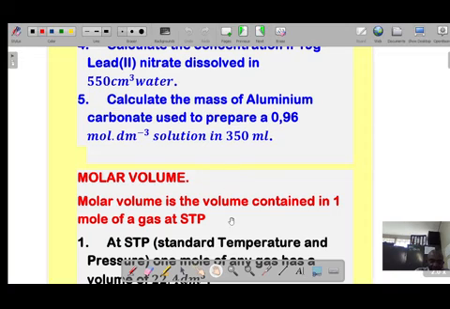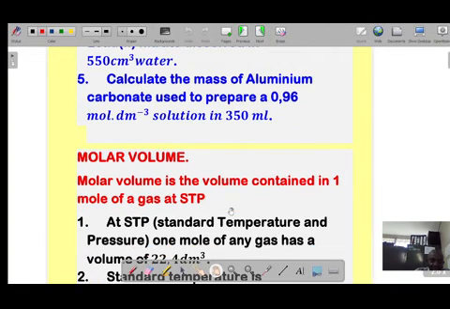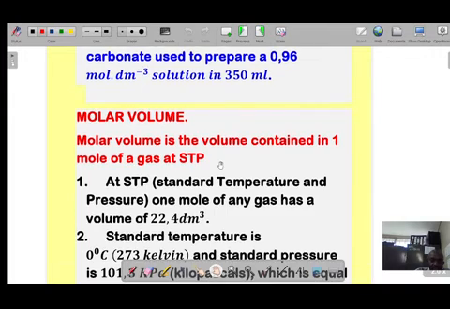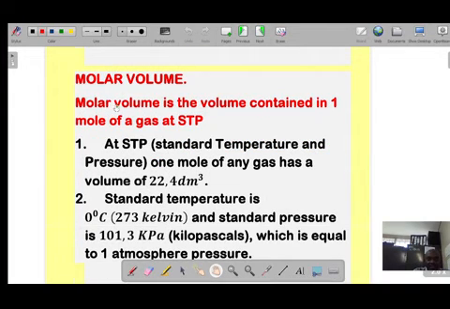Okay. Actually today, what I wanted mostly to do is talk about molar volume. And here we are finally, the molar volume. Now, molar volume is the volume contained in 1 mole of a gas at STP. Let me highlight this. If we say define molar volume, what did it say? That molar volume is the volume contained in 1 mole of a gas at STP.